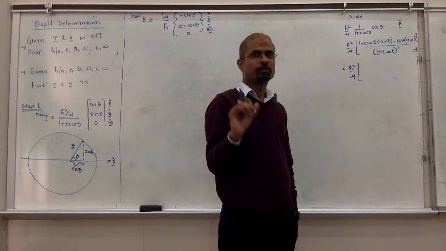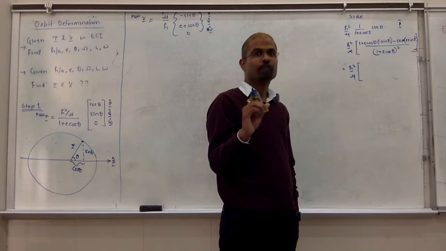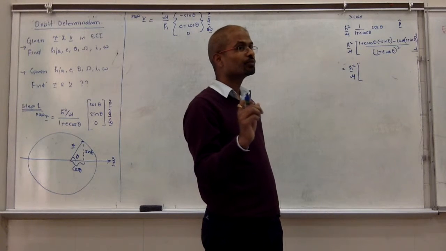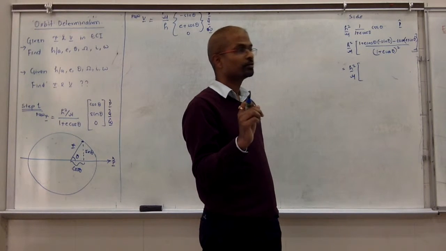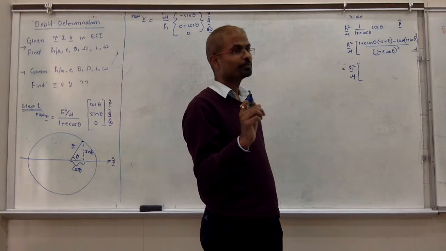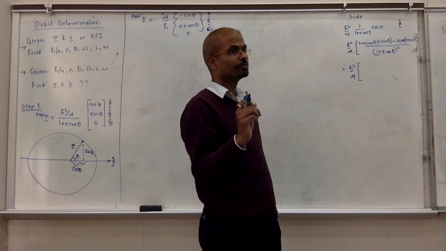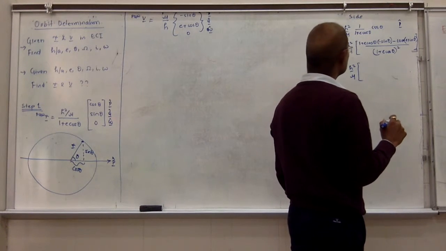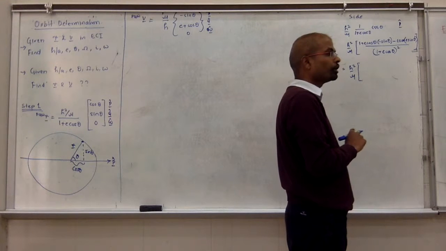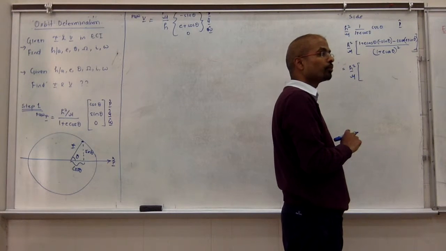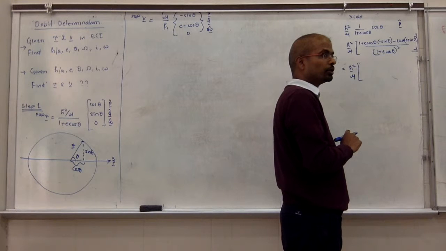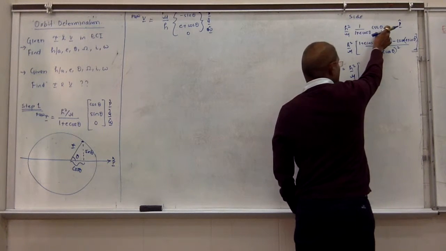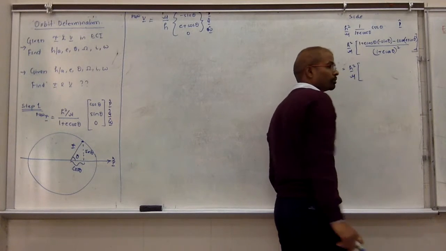Just ask if you don't understand. It's the quotient rule. Cosine theta is one thing, and 1 plus e cosine theta is one thing. So we take the derivative of the quotient. You can either do the quotient rule or you can do the product rule. Either one. Here we are doing the quotient rule. If you do the product rule, it would be this into this, which is too complicated.